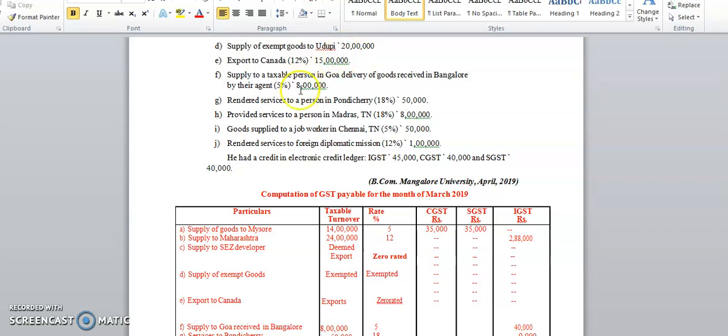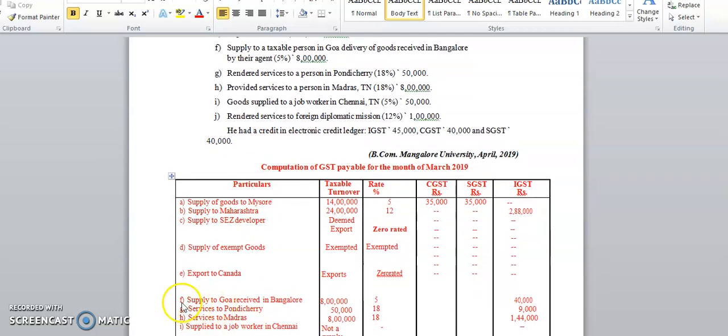You have to consider where they supplied it. So Goa is the place of supply in this transaction and not Bangalore. So Karnataka to Goa means it is interstate supply. So this transaction becomes interstate supply. IGST is applicable. So if you see here, see the solution part. Supply to Goa received in Bangalore. Taxable turnover column 8 lakh. Rate of GST is 5% and IGST is applicable 40,000.